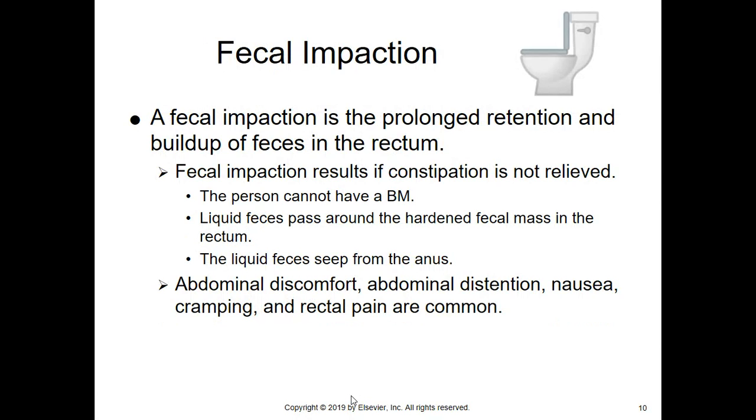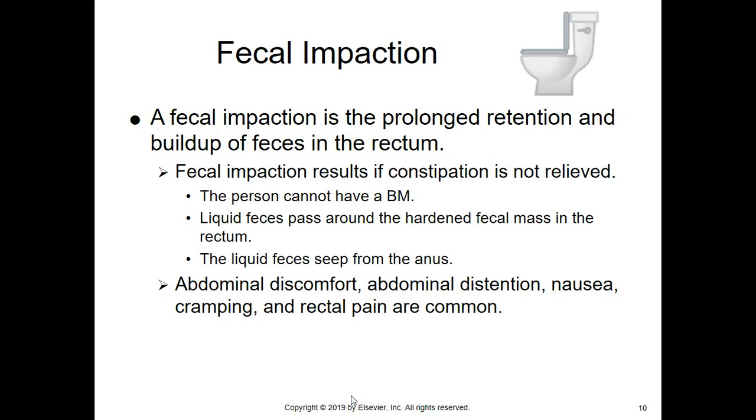Okay, fecal impaction. So fecal impaction means something is stuck, okay? It's blocked. So fecal impaction is when stool or feces gets stuck and it's not moving down for the person to pass it. Okay, it's a prolonged retention, meaning the feces is stuck inside, it's not moving. It's sitting there and it builds up in the rectum. Okay, so they're not passing it. It's just building up and building up inside them.